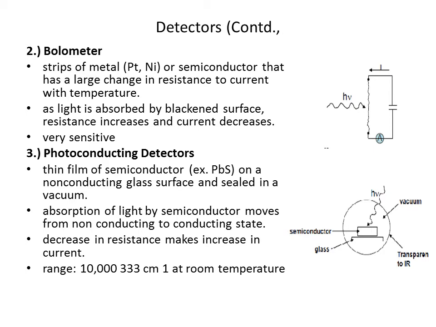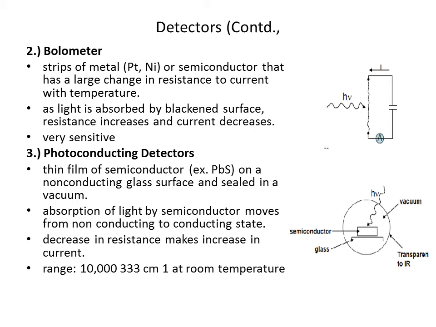The other detector is the bolometer. All these are based on thermal sensing. A bolometer consists of strips of metal, platinum or nickel, or a semiconductor that has a large change in resistance with temperature. As light is absorbed by the blackened surface, resistance increases and current decreases, so I can understand the amount of light absorbed by this material.